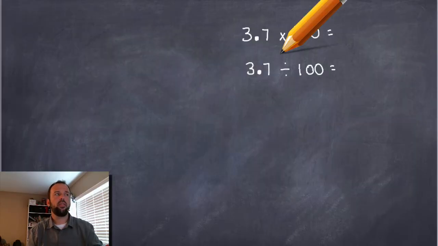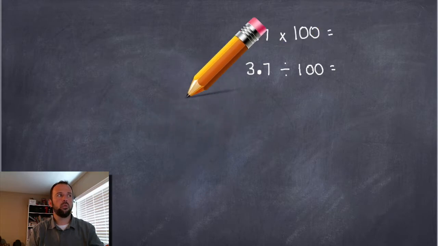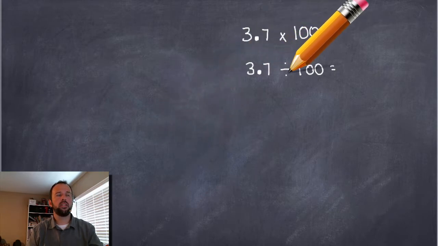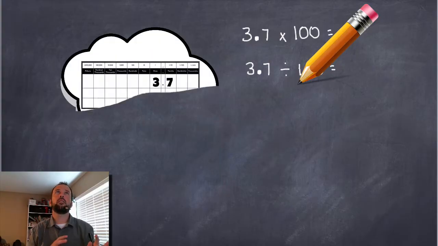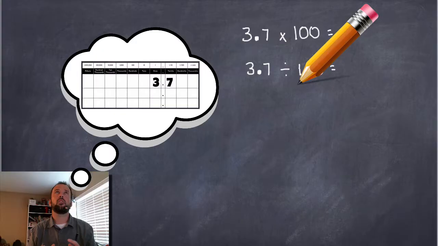We have 3 and 7/10 times 100. We're multiplying that by 100. Then we have 3 and 7/10 and we're dividing it by 100, okay? So the first thing I want to do is think about this a little bit, and start to visualize where it's going to sit on the place value chart. Even though I don't have that place value chart drawn out, that's totally fine.